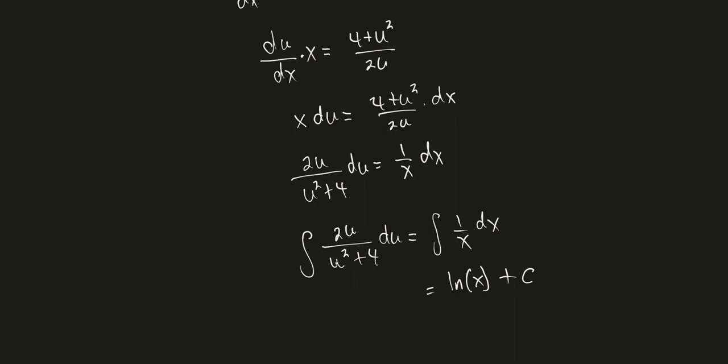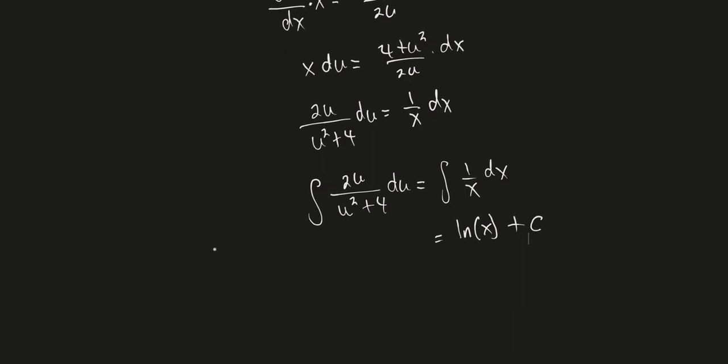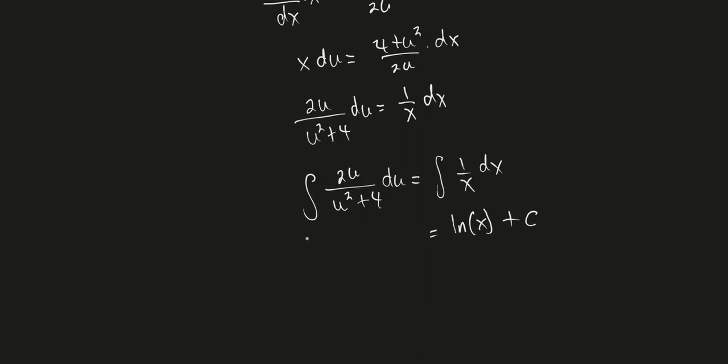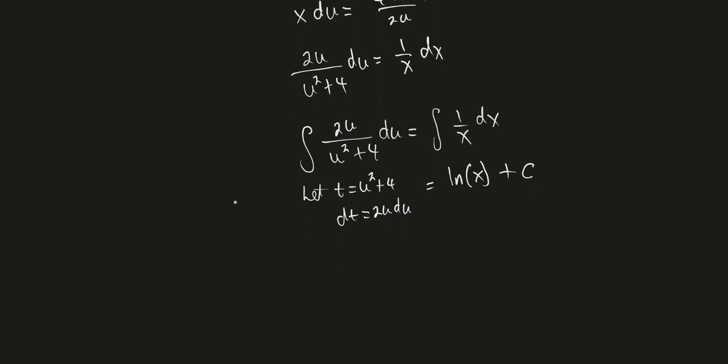This side, if you look closely, you can use a substitution method for the integral. Now I can't use u, so I won't use u, but you can use something like t, for instance. So if I let t equals u squared plus 4, then dt is 2u du. And that's what I have right here. So I can now use a substitution to help me do this integral. Right? So substitution helped for the differential equation, and now another substitution is helping for the integral.